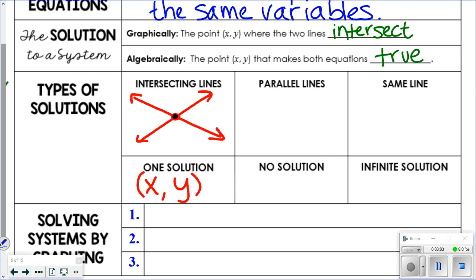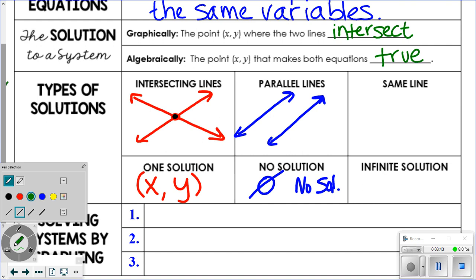If we have parallel lines, think back to what we know about parallel lines. Parallel lines have the same exact slope, the same m value, and they never intersect, they never touch. So there's going to be no solution. So you can write it like this, no solution, or you could write no SOL, and abbreviate. No solution because they never intersect, they never cross, they never touch, because they're parallel, they have the same slope.